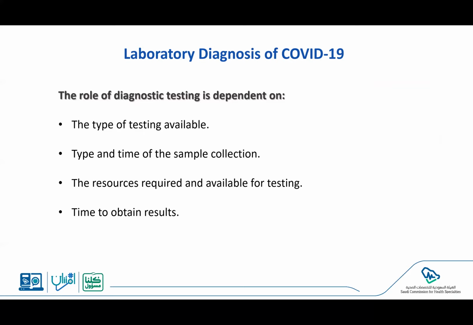So the laboratory diagnosis has a very big role in virus containment or epidemic containment. However, this role depends on many factors, such as the type of testing, the platforms, the kits available, targets being tested, type and time of sample collection, the resources required and available for testing, such as consumables, swabs, viral transport media, and time to obtain the result. Time to obtain the result has too many factors that affect it.